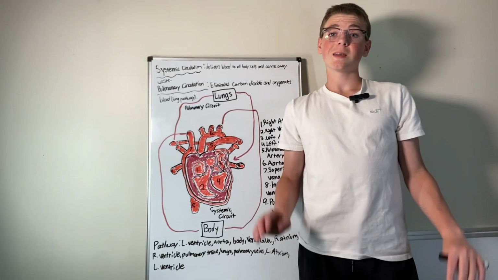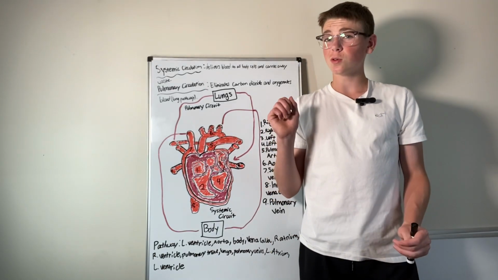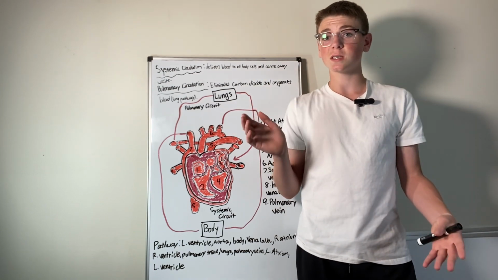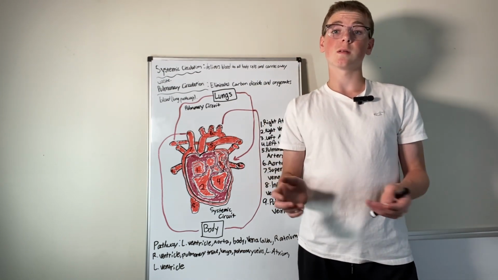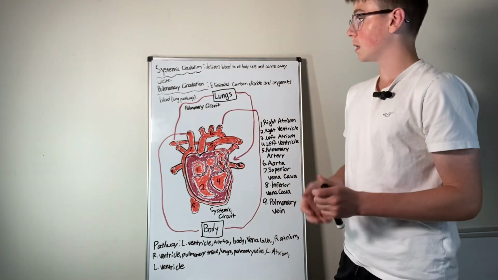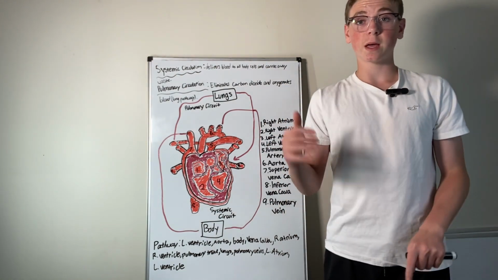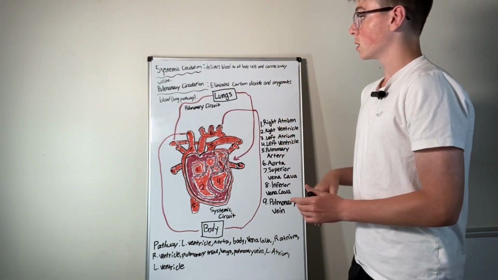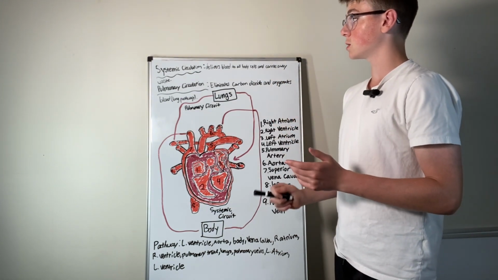I'm Xavier Smith, and today I'm going to be talking about the circulatory slash cardiovascular system, which is basically about the heart and blood vessels. So let's just start. This is going to be a quick whiteboard thing. We're going to talk about our different types of circulation.